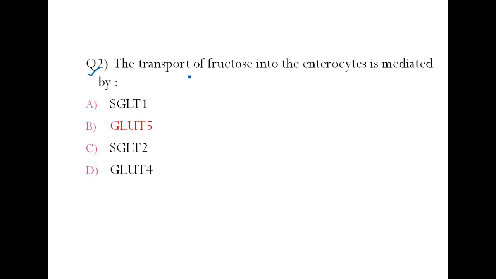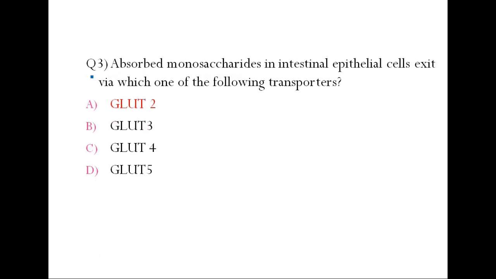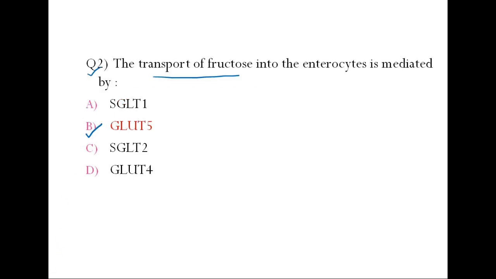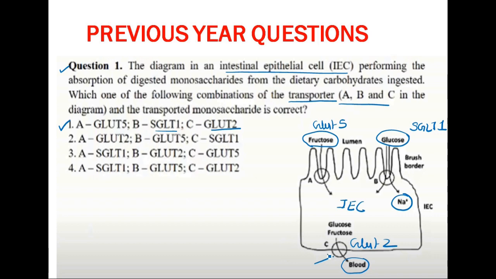Next question, the transport of fructose in the enterocyte is mediated by, we have seen in previous question, transport of fructose is done by GLUT5. Next question, absorbed monosaccharide in intestinal epithelial cell exit via which one of the following transporter? This question came recently in CSIR and the answer is GLUT2. If you have seen this first question, you can see this GLUT2, it is involved in transport of glucose and fructose out of intestine into the blood.